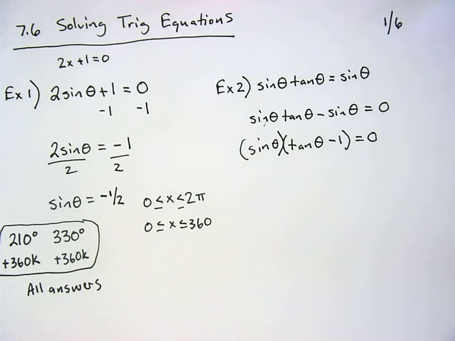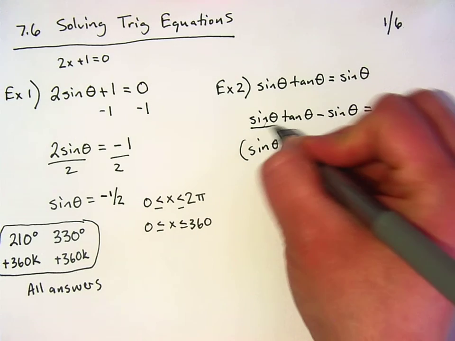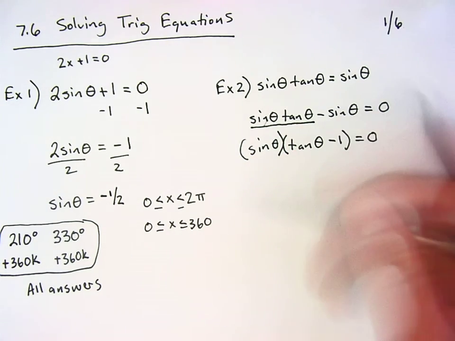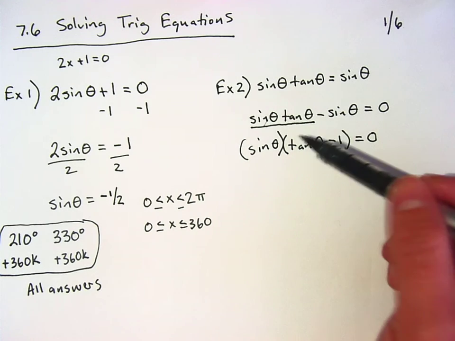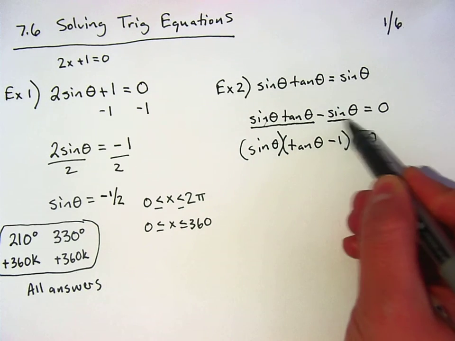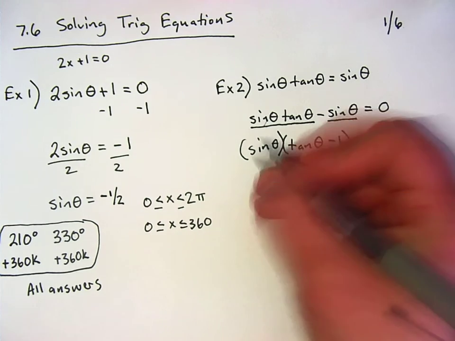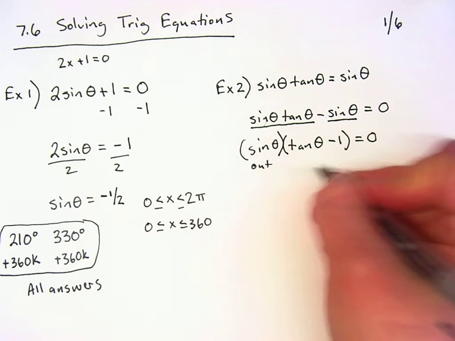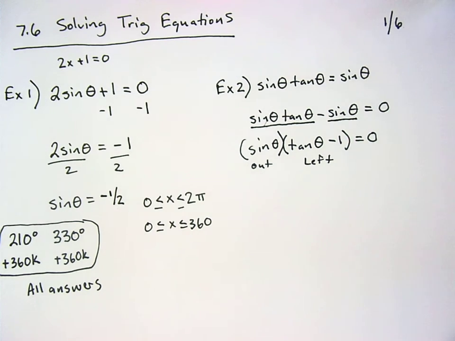Yep. So if I factor a sine out of this one, I'm left with tangent. It's kind of like a backwards distribution, remember? But if I factor a sine out of this one, I'm left with just a 1. So this is like what I factored out, and this is like the leftovers over here. Okay, so now I've got two things in factors and it equals 0.